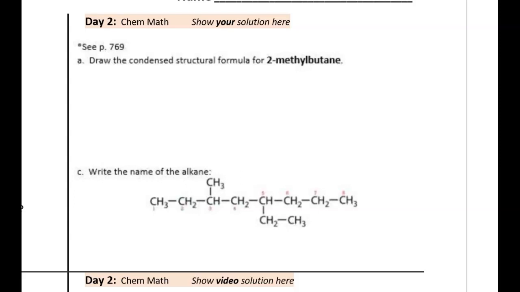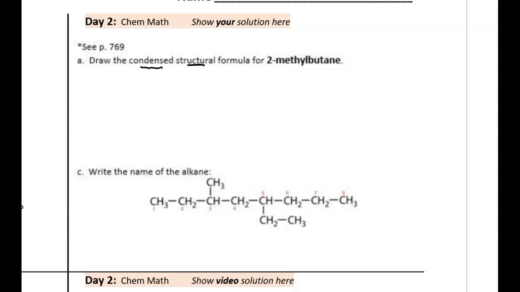Here is the answer for the Day 2 bell work. Draw the condensed structural formula for 2-methylbutane. A structural formula is a drawing where you use C's and H's to mean carbon and hydrogen atoms. You draw dashes to show the single covalent bonds. The word condensed means that you're not going to do all of the dashes to all of the hydrogens.